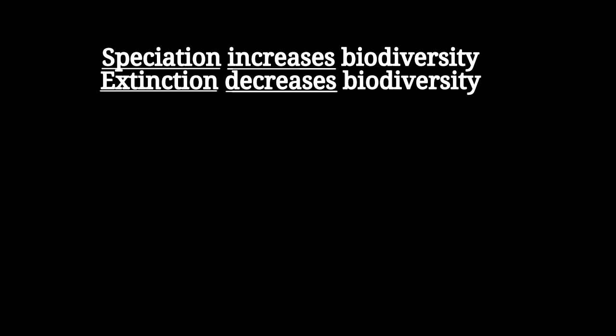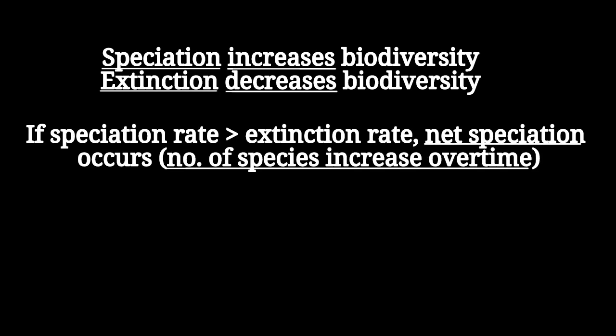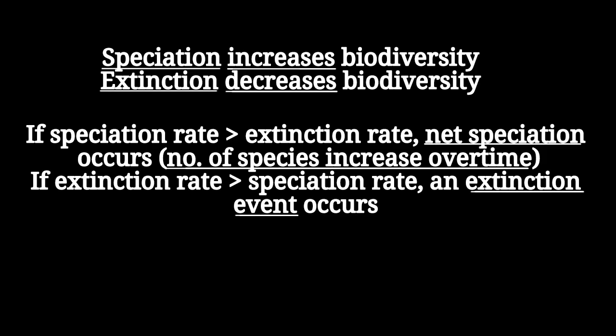The balance between speciation and extinction measures how biodiversity changes over time. If the rate of speciation is greater than the rate of extinction, net speciation occurs. That means that biodiversity increases over time. If the rate of extinction is greater than the rate of speciation, an extinction event occurs. The above facts are helpful when looking to understand how the biosphere has changed historically.